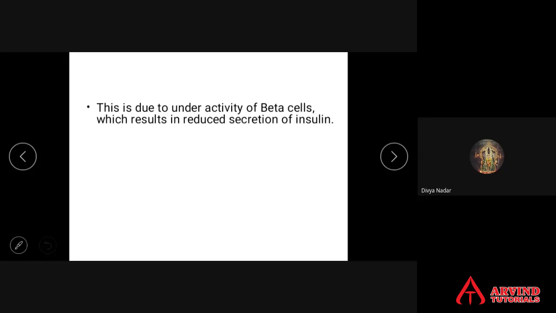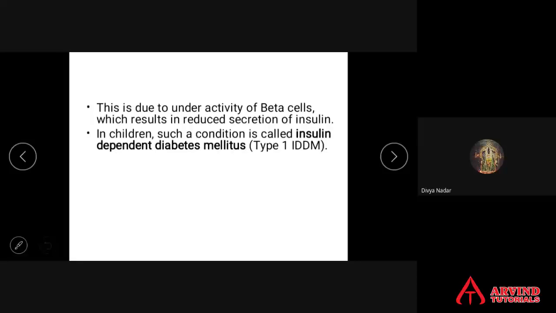This is due to the underactivity of beta cells, which results in reduced secretion of insulin. Underactivity means less activity of beta cells. What is the function of beta cell? The function of beta cell is to secrete the hormone called what? Insulin. In children, such a condition is called insulin dependent diabetes mellitus, or IDDM.